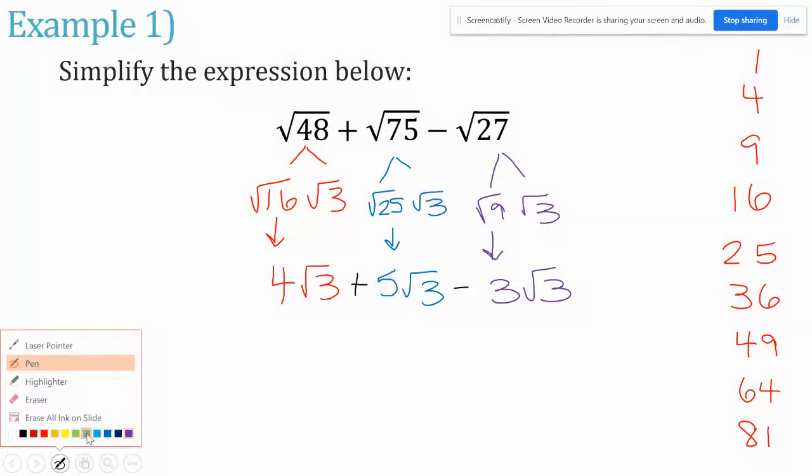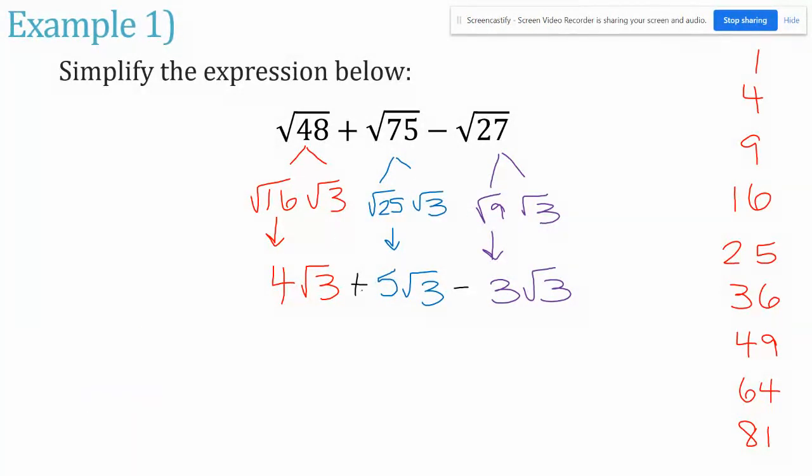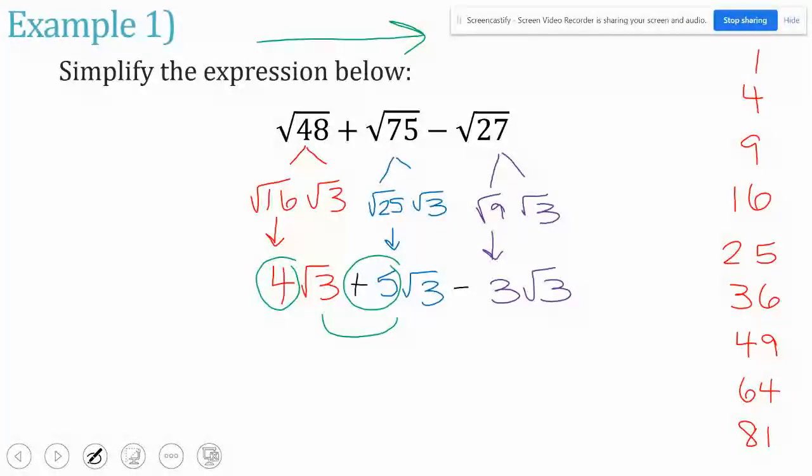Now we're going to use order of operations. We have addition and subtraction. We treat those equally, and it's whichever one comes first from left to right. So the first thing we're going to do is add these two together. Remember, we only focus on the coefficients. Do not add what's inside the radical. So 4 plus 5 is 9. And then just bring down that radical.